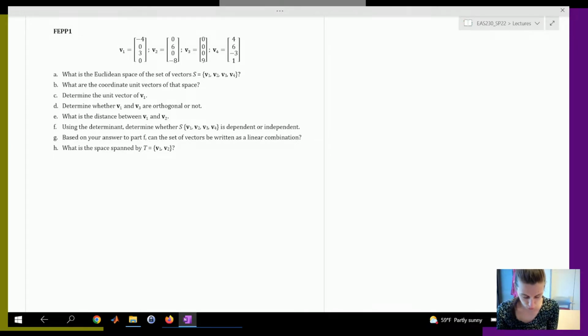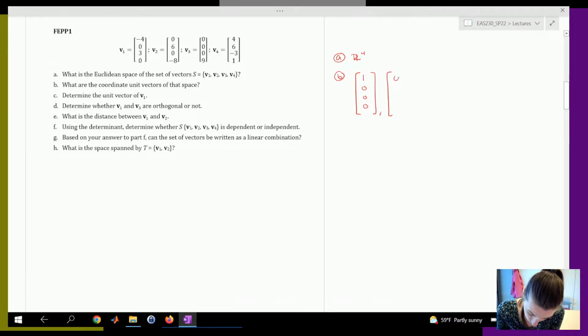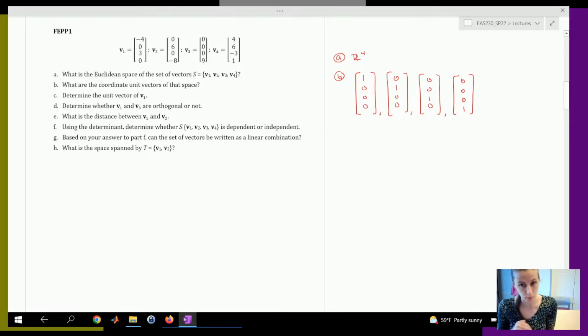Starting with problem one. So A, what is the Euclidean space of the set of vectors S? This would be R4, because each vector has four numbers. The coordinate unit vectors for a four-dimensional space, we'd start out with 1, 0, 0, 0. Then we'd move on to 0, 1, 0, 0. Then 0, 0, 1, 0. And 0, 0, 0, 1. So you start with 1, and you just move it through all the positions.